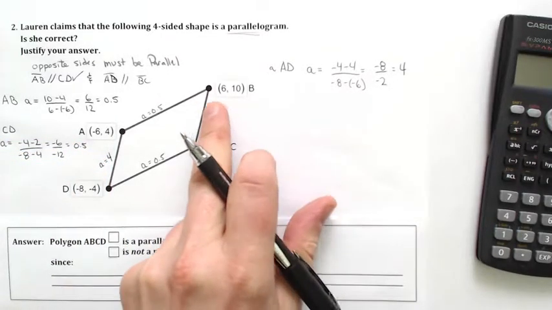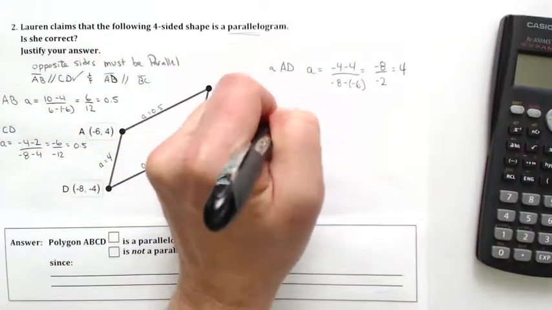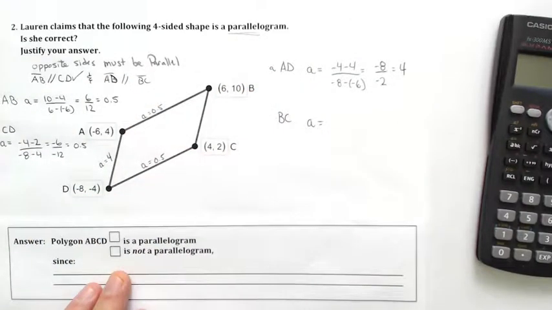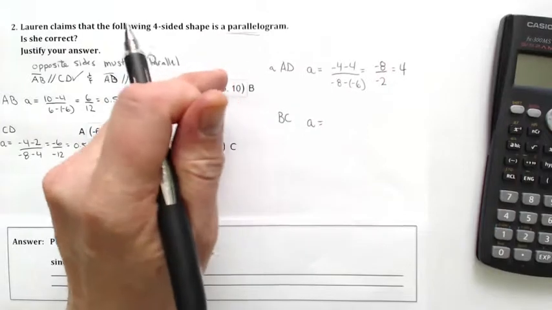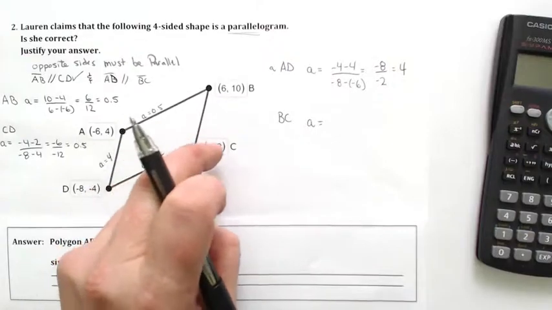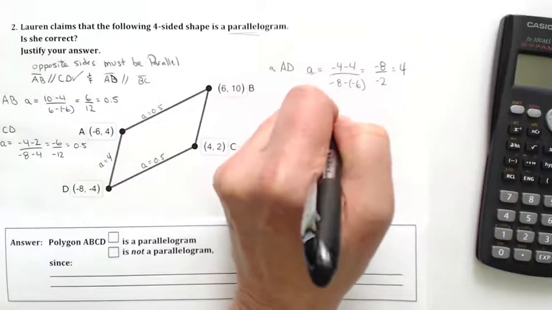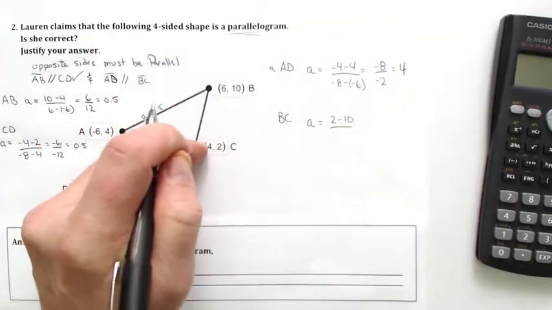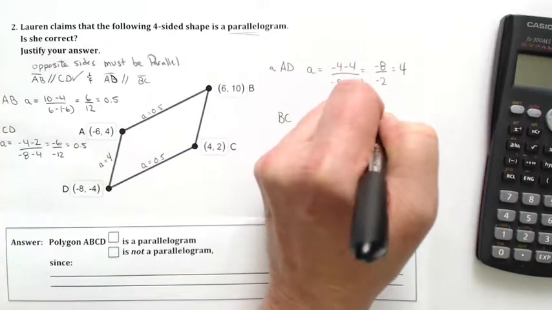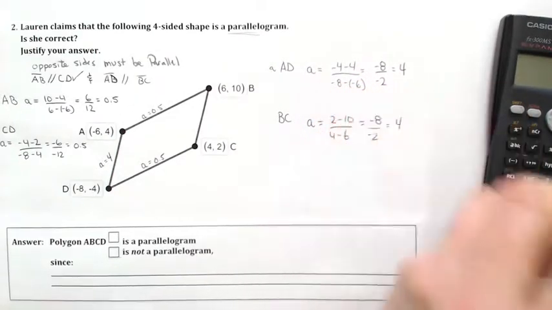So now I'm going to check to see if this is also a 4. Let's see. Let's get the slope of BC. So for BC, A is going to be equal to, I'll call this my x1, y1. I'll call this my x2, y2. Again, the order doesn't matter. So I'm going to go 2 minus 10 over 4 minus 6. 2 minus 10 over 4 minus 6. That's negative 8 over negative 2, which is positive 4.